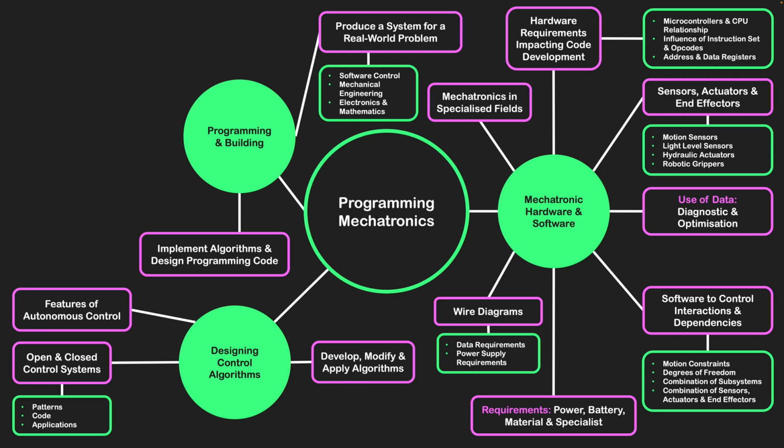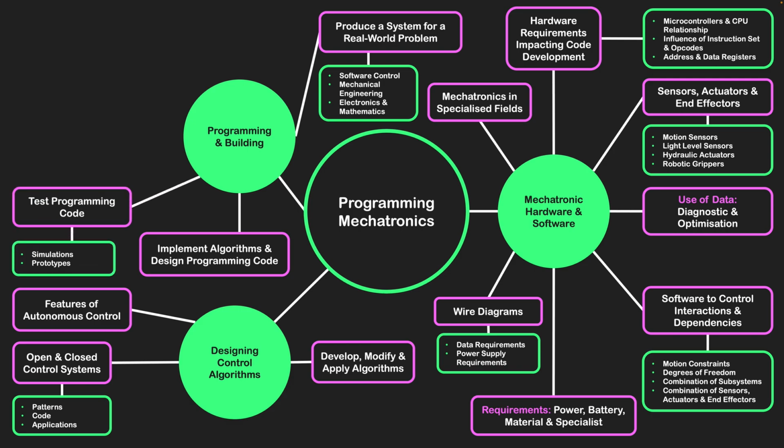Okay, we want to implement the algorithms we've developed. So we have our control algorithms established. Now we've got to convert that algorithm into programming code. And if we have used that pseudocode as a basis, we then just pretty much have to turn our pseudocode into the programming language we're likely going to be using to code our mechatronic system.